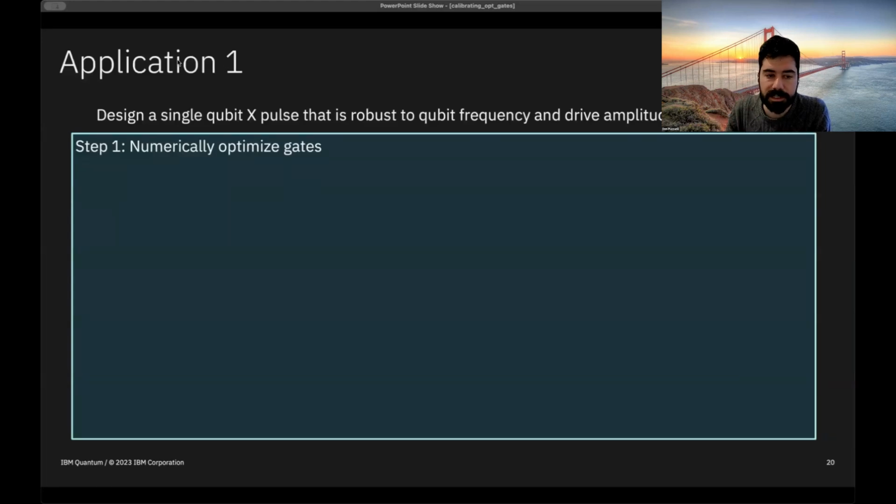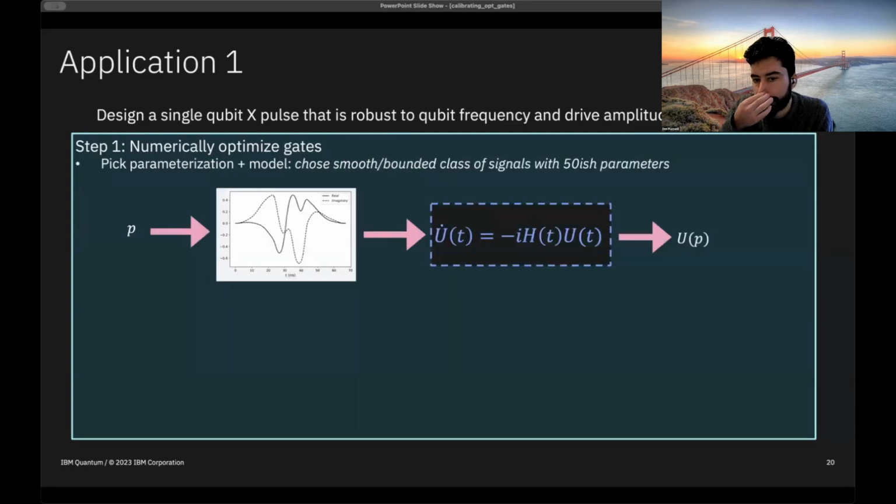Okay, so application 1. Again, the task here is to design a single qubit X pulse, or X gate, I should say, that is robust to frequency and drive amplitude variations. To do this, we need to build those ingredients that I was talking about. So we pick a parameterization. We have our model, and here we use that recipe for building a parameterization that we talked about earlier. And I think we used about 50 parameters.